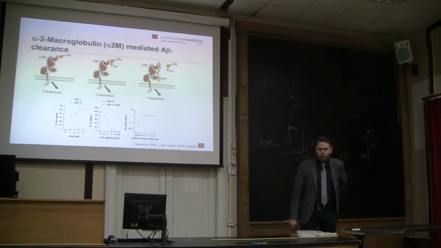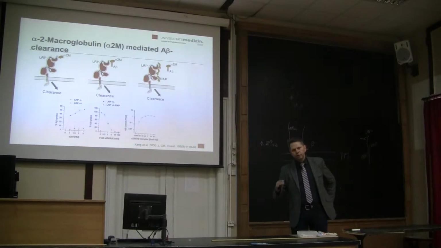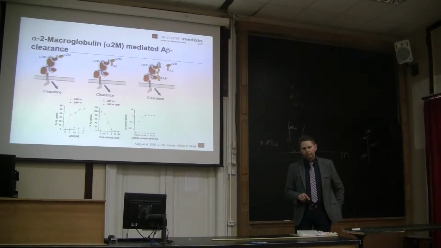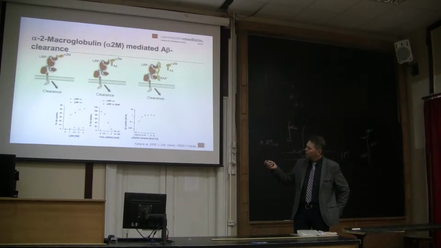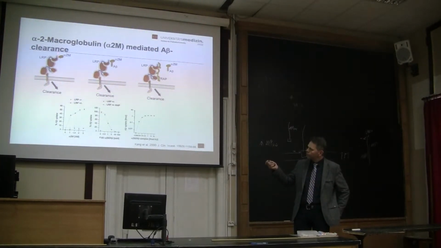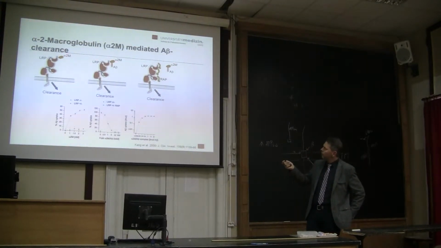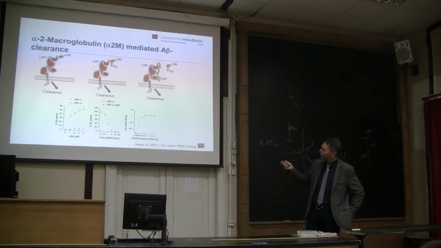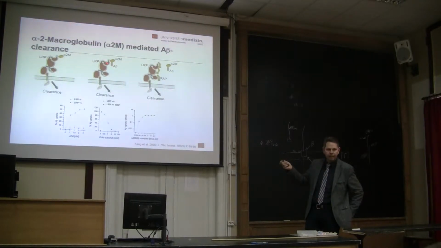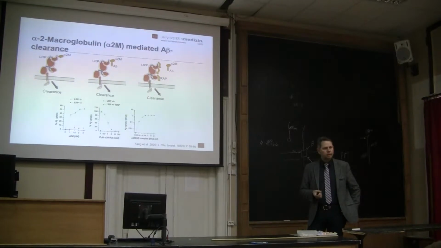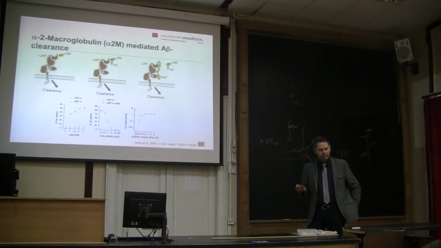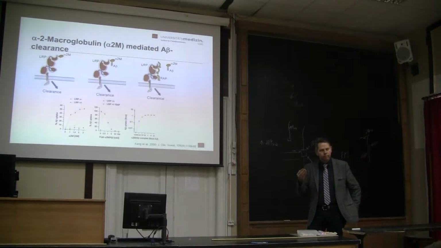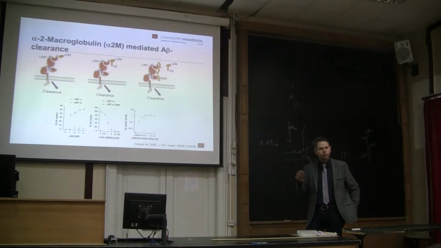When we started to work on LRP, we pursued a different way as well. We tried to find out whether LRP is capable of binding alpha-2 macroglobulin, that was known already, and we were interested whether alpha-2 macroglobulin could bind A-beta at the same time, and then all of them together are internalized and cleared by cells. So whether that is a possibility for a cell to get rid of A-beta.